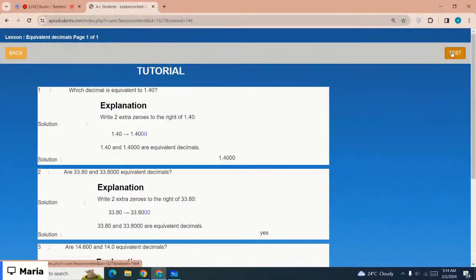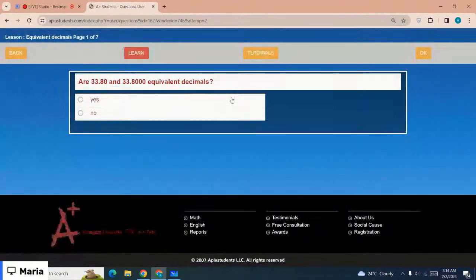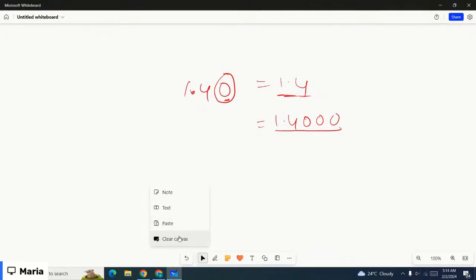Let's just start with the test questions. Are 33.80 and 33.8000 equivalent decimals? Yes or no? Yes, they are equivalent, right? Because 0 is the last digit after the decimal point, so you can add one 0 or you can add four or five zeros.